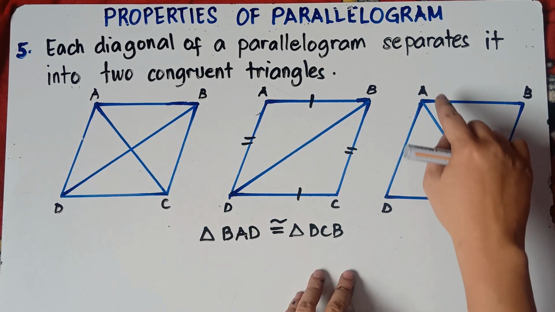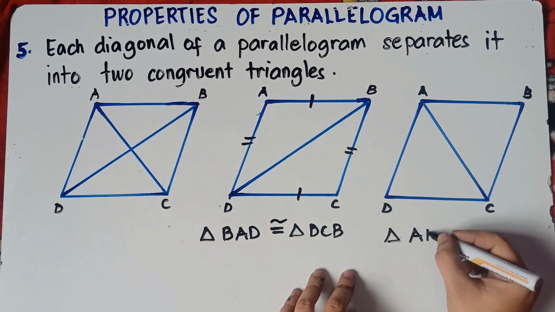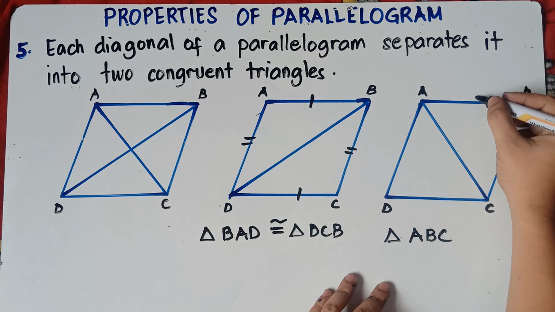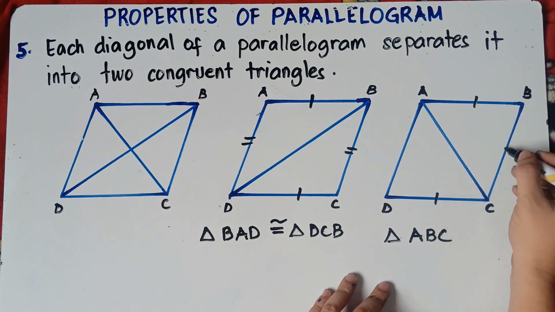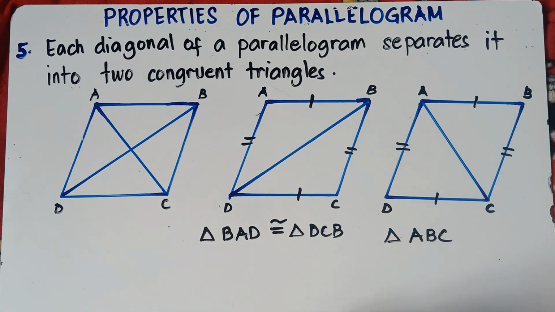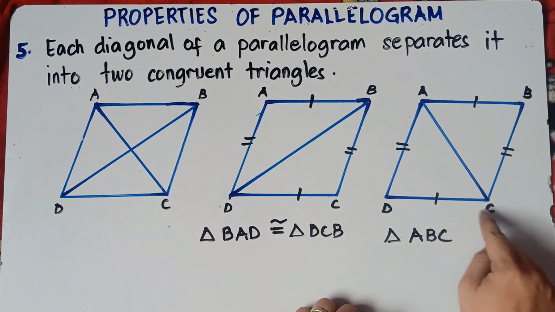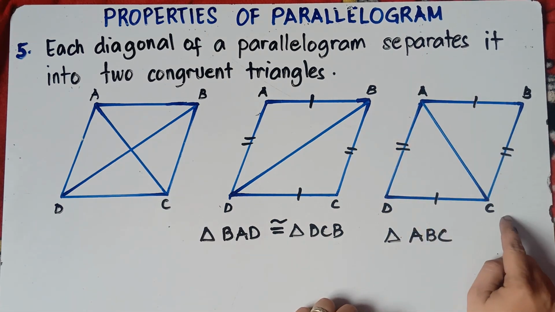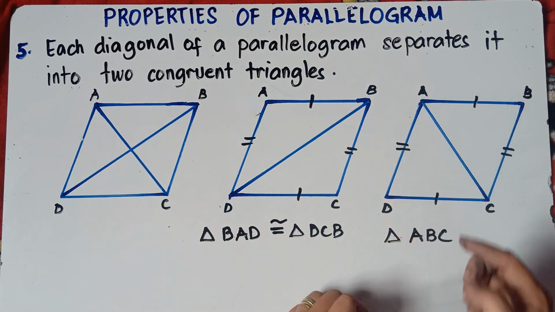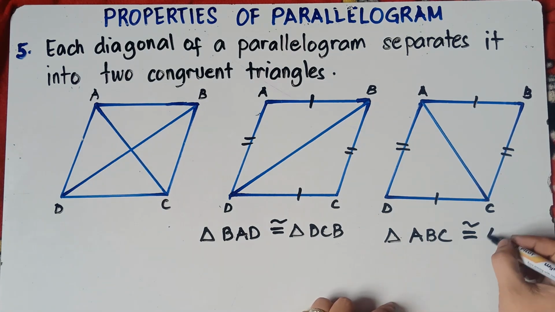So if we read this one, triangle ABC, once again, this side is congruent to this side, and this side is congruent to this side. First property, class. Opposite sides are congruent. So we read this one A, B, C. It should be C, D, B, first marking to second marking. So triangle ABC is congruent to triangle CDA.